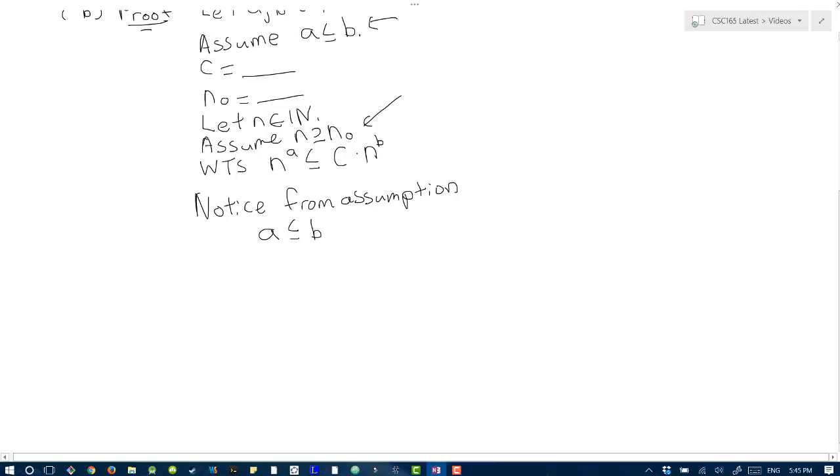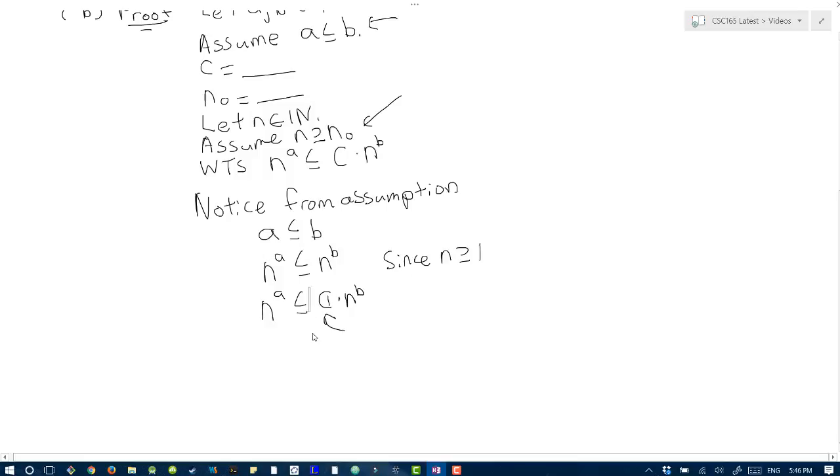Okay, so first we can raise each of these by the base of n. And this we know to be true since n is larger than or equal to 1. And now we're really close. We just need a C value here. Well, since we know that this is true, all we need to do is set C to be 1.